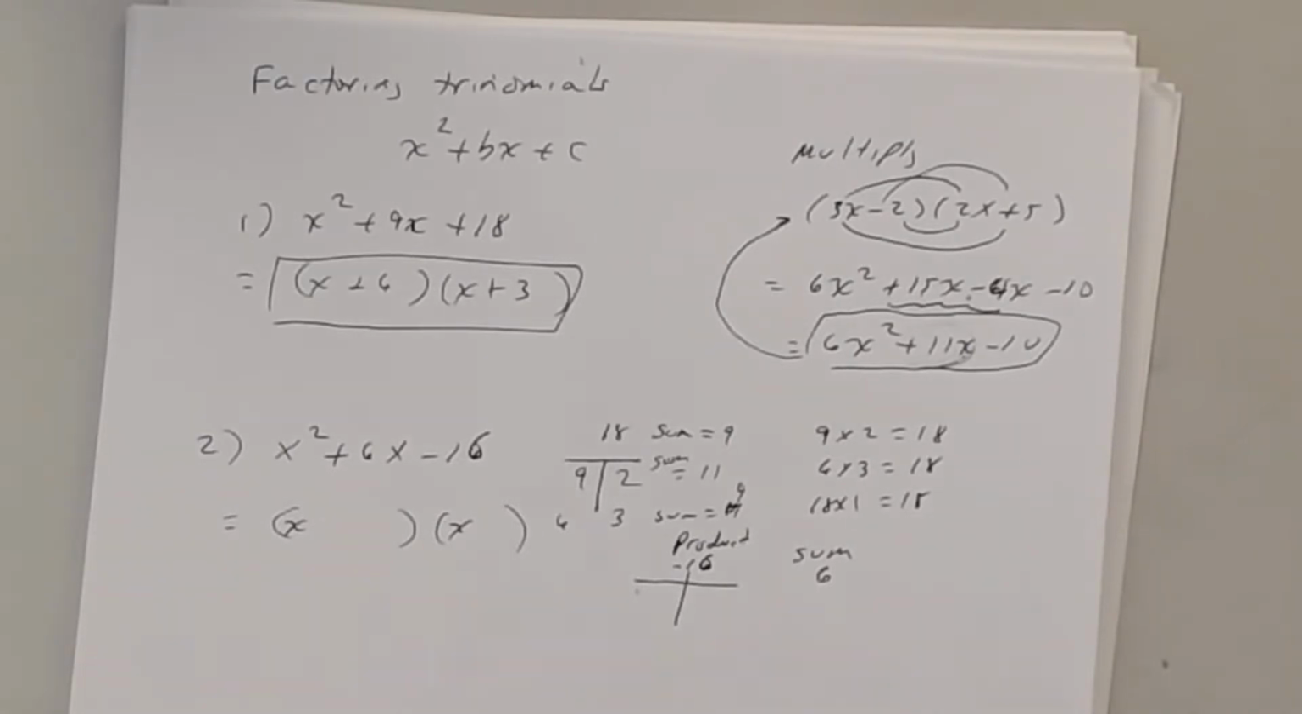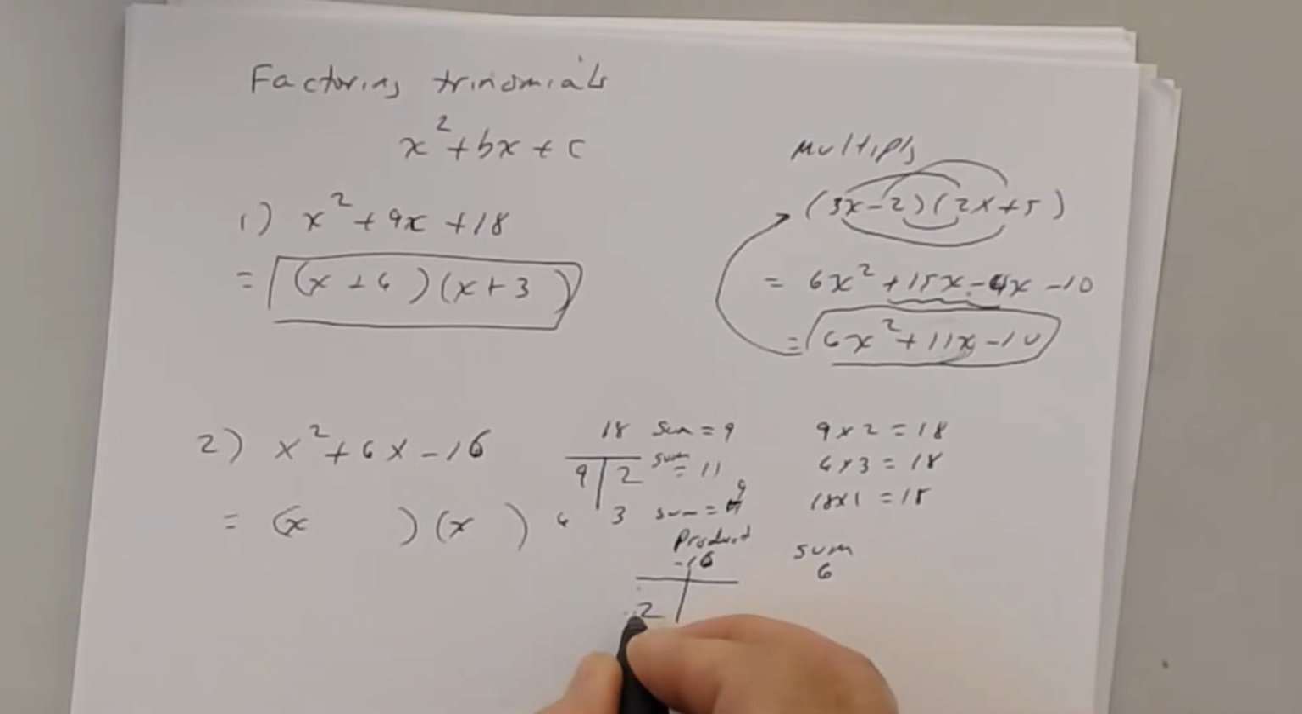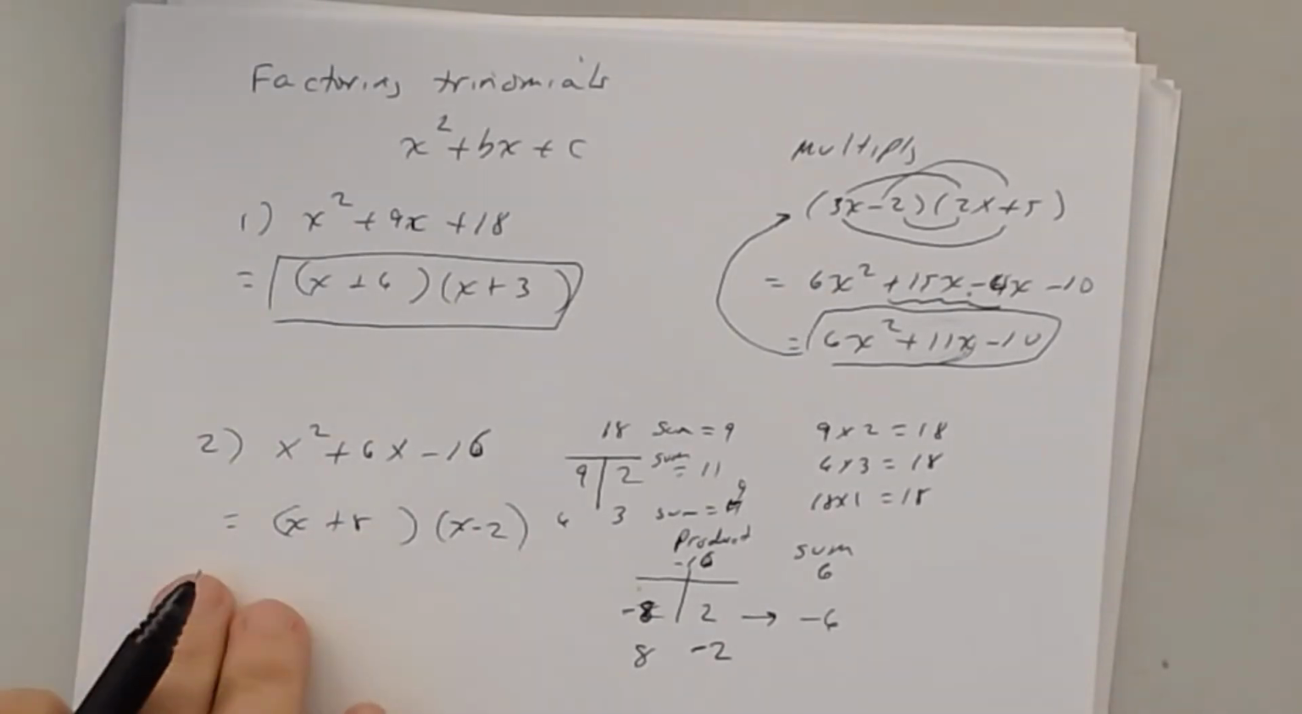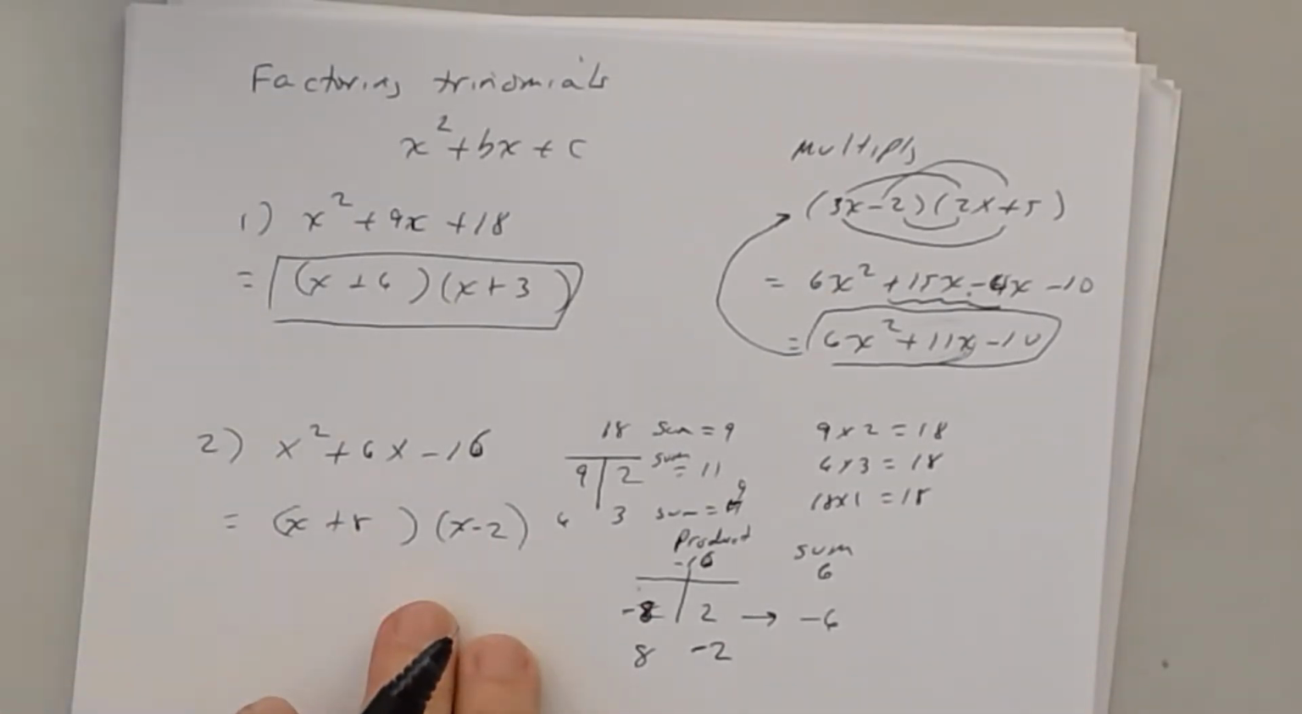If you had said positive 2 and negative 8, that product is negative 16, right? Yes. But what's the sum? Negative 6. What do I want? Positive. So it has to be what? Positive 8 and negative 2. Okay? It does not matter. Since the coefficient of x squared is 1, it does not matter where you put the plus 8 or the minus 2. You can say x plus 8 and then x minus 2, or you can say x minus 2 and then x plus 8. Does not matter.